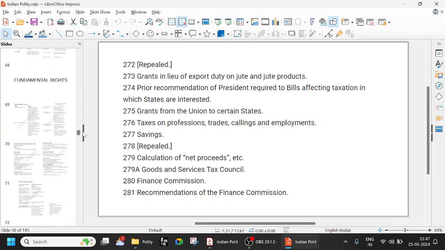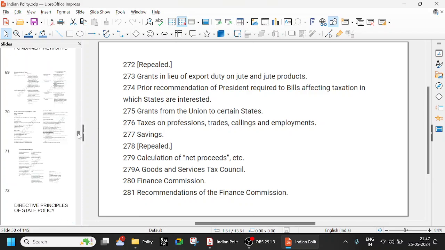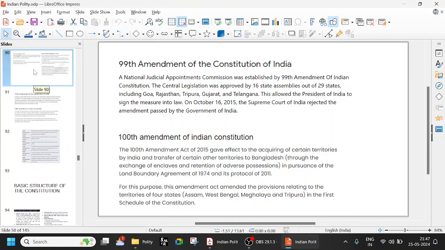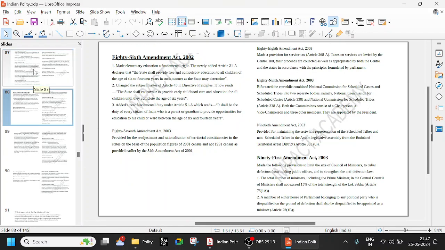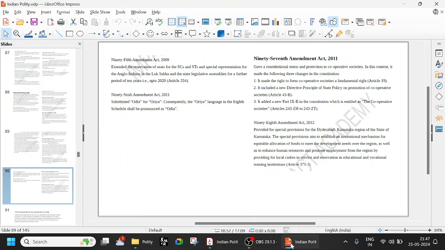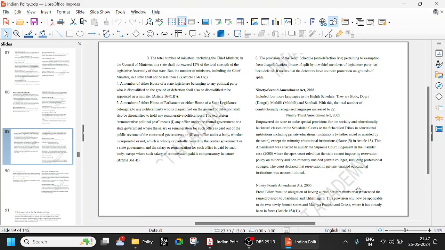So we have just now seen the 86th Amendment, the right to education. Now we are talking about the 93rd. So 93, 94th, 93rd Amendment. Okay, not very important.